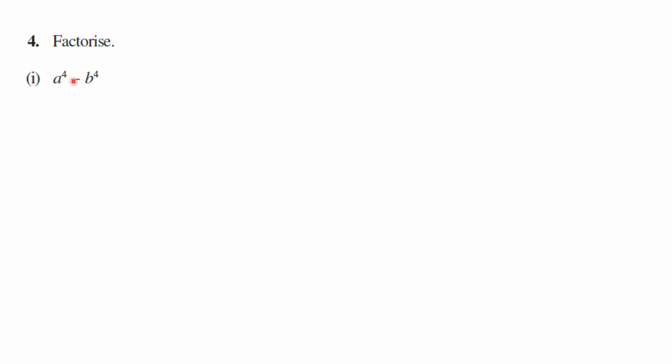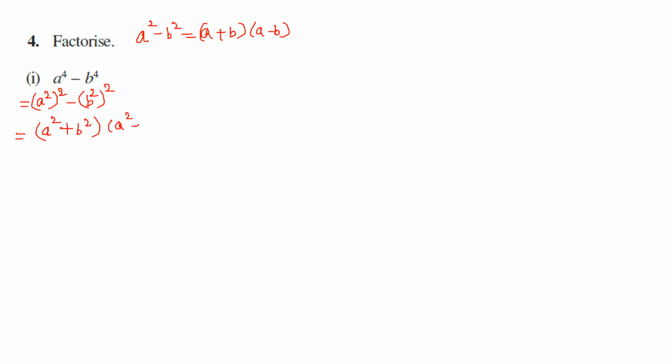Question number 4, factorize. First one is a to the power 4 minus b to the power 4. So to do the factorization, a to the power 4, I can write it as a square whole square minus b square whole square, isn't it? Now I am going to use the identity a square minus b square is equal to a plus b into a minus b. So if I use that identity, it will become a square plus b square and then a square minus b square.